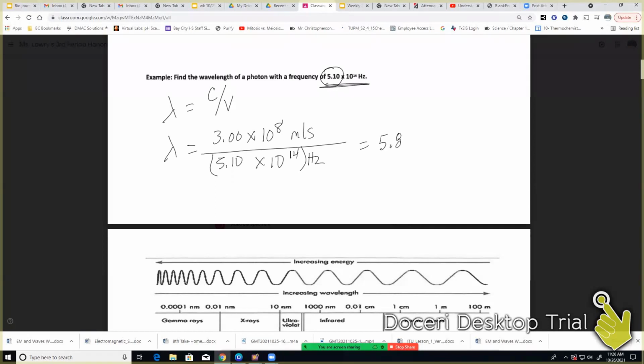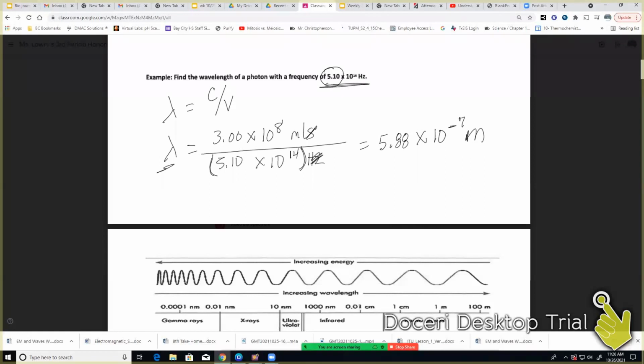Get 5.88 times 10 to the negative 7. And my unit would be meters because I'm trying to get wavelength. So my seconds and hertz canceled out. Are we good on that? Once again, if you got some different exponent, like a large exponent, then it would have been because you put this in parentheses.